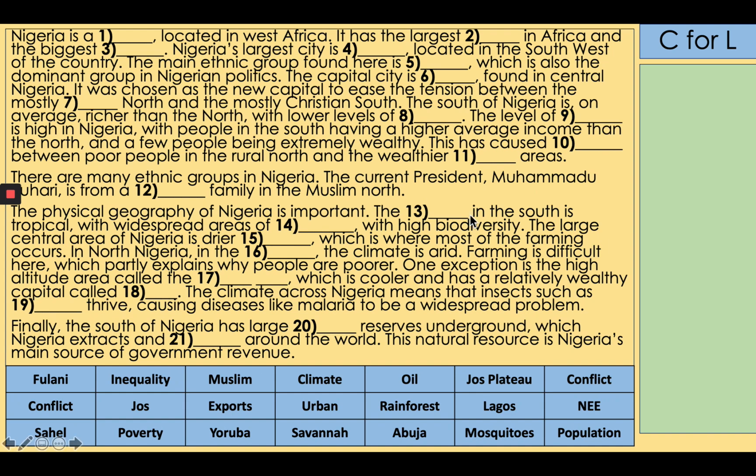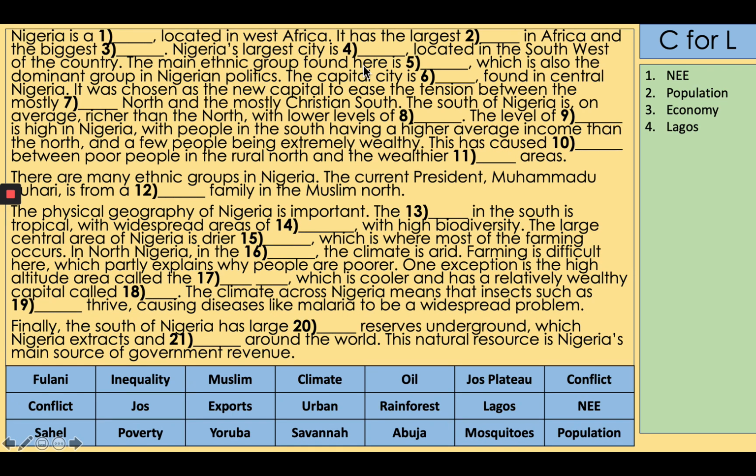Number 1. Nigeria is a NEE located in West Africa. It has the largest population in Africa and the biggest economy, which means it's the richest country overall, and it's got more people than any other country in Africa. Nigeria's largest city is Lagos, located in the southwest of the country.